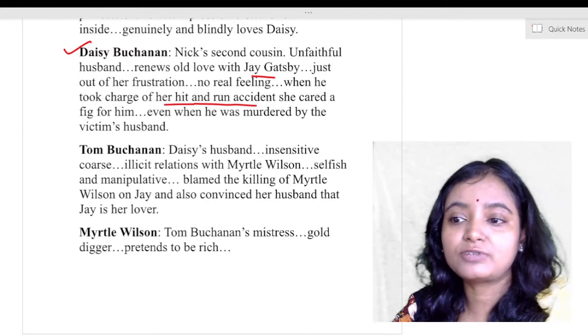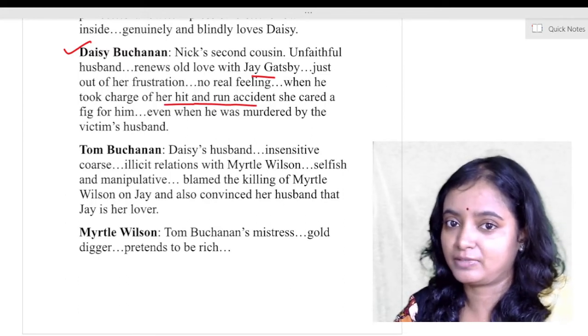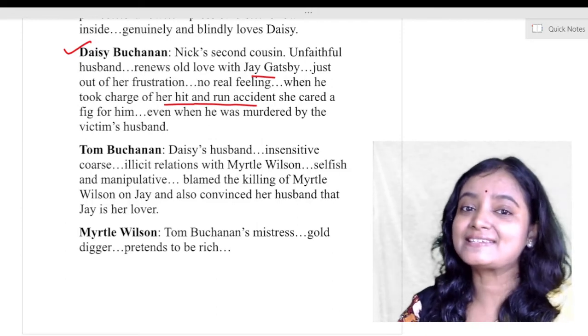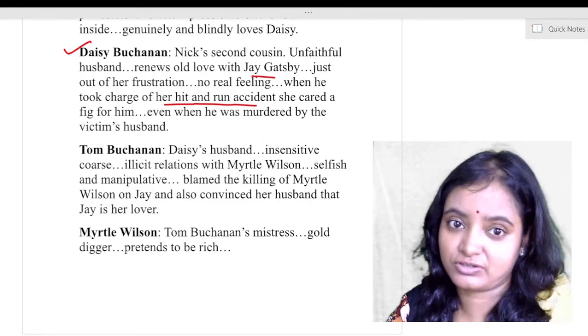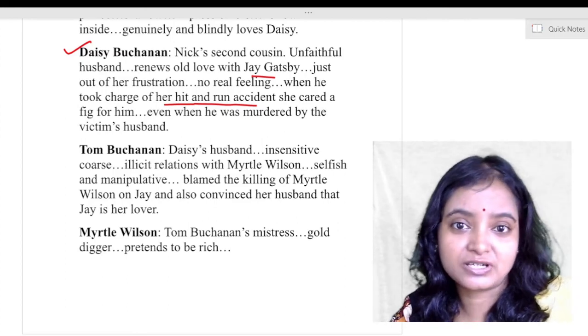When he took charge of her hit and run accident. So Daisy Buchanan will have an accident and murder a woman. That woman is her husband's mistress. So Daisy Buchanan will murder her husband's mistress, but J.